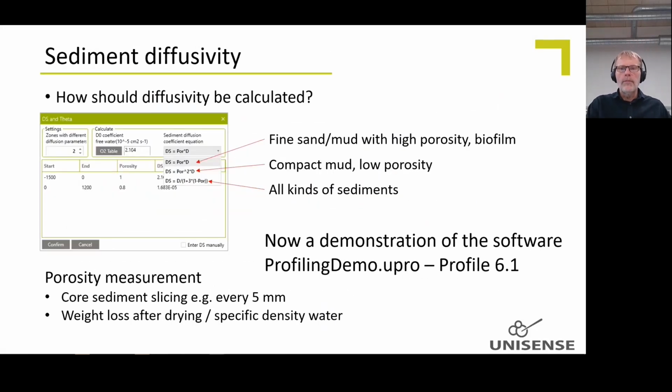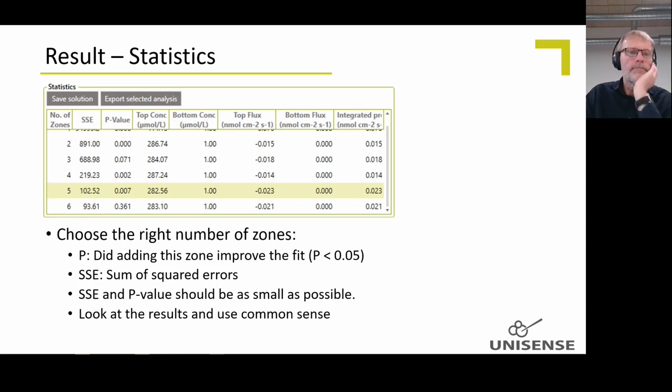Yeah, just some comments. So just get the statistics right. So the p-value here: did adding this zone improve the fit? And normally I would use a p-value less than 0.05 for this. And in this case, it actually did all the way down to here, but going to this, p was higher than 0.05, and therefore this would be the best fit, similar to what we just saw. Sum of squared errors, that's this column, and they should be as small as possible, but pay more attention to the p-value than to the sum of squared errors.